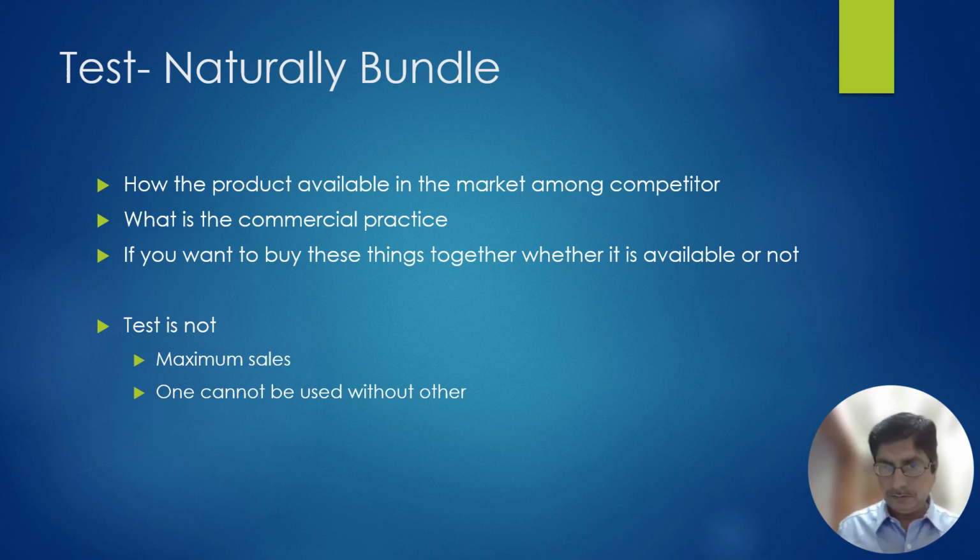Again, among the competitors in the market, whether there is a commercial practice, a usual practice, to sell these together. That is the test. The test is not what is a maximum sale. The test is not what cannot be used for other. The test is how it is available in the market among the competitors. What is a commercial practice? What is a usual practice? If they sell these things together, then it is composite supply.